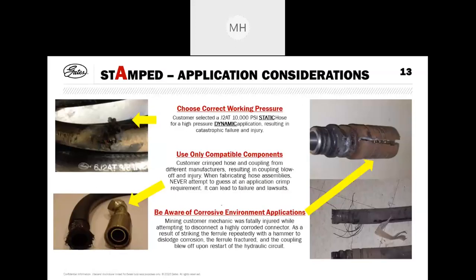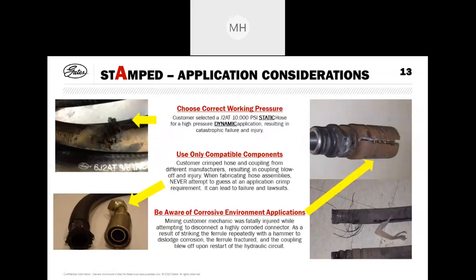Okay, here's a couple of examples of incorrect application choices. So we'll start with the top left. The customer selected a jacking hose, a J2AT hose, which has a 10,000 PSI static rating for its pressure. It was put into a high pressure dynamic application where the pressure was increasing and decreasing considerably a lot over a time frame, resulting in a catastrophic failure and injury to personnel. So picking the right hose for the pressure variations would have prevented this from happening.